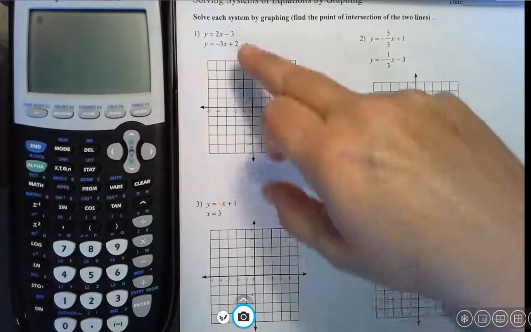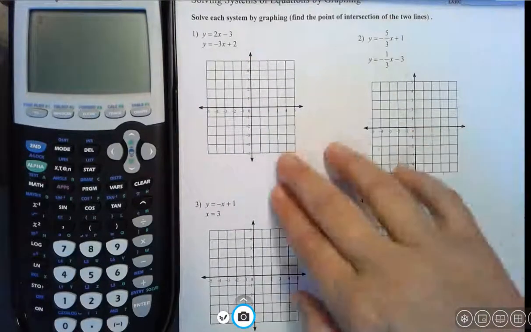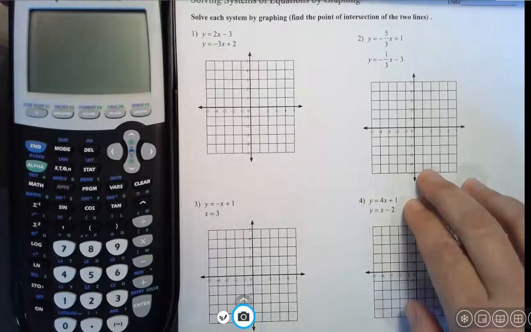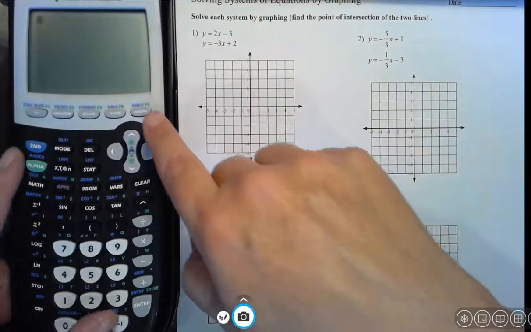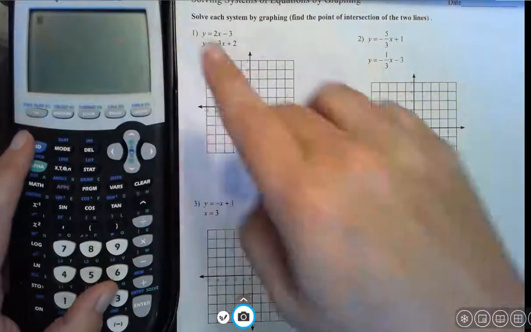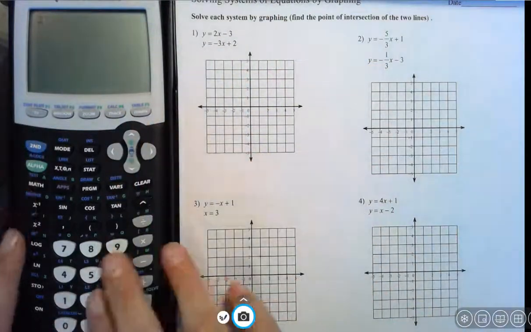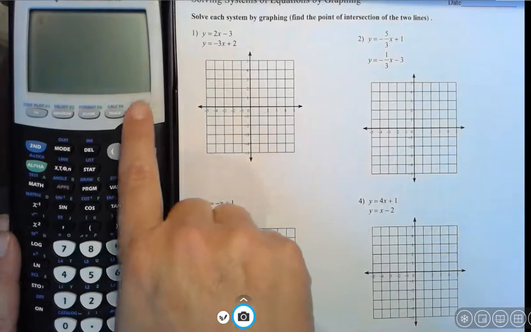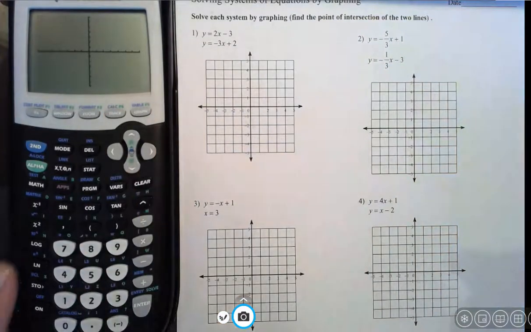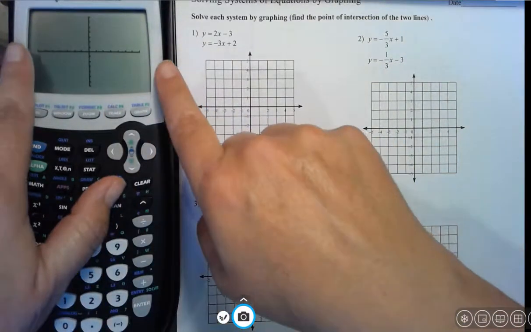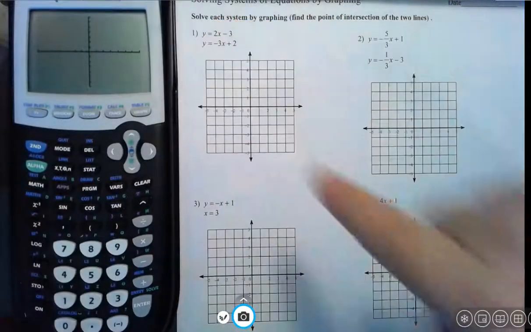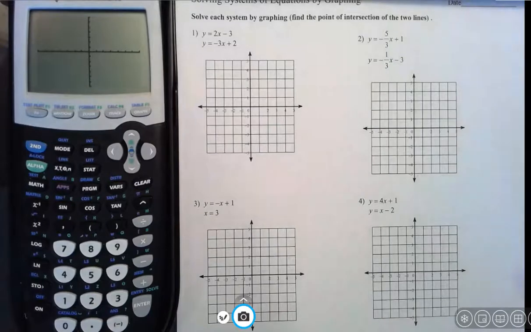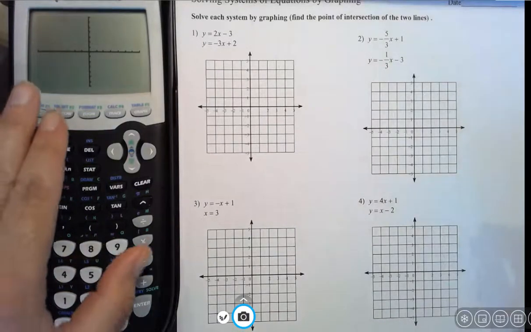Okay, so we have just a couple of examples here of solving systems of equations. So what I'm going to do on my graphing calculator, I'm going to go ahead and click on graph. Okay, now notice that the parameters are -10 to 10 on the x and -10 to 10 on the y. We can change those if we need to, but let's go ahead and start off by graphing.